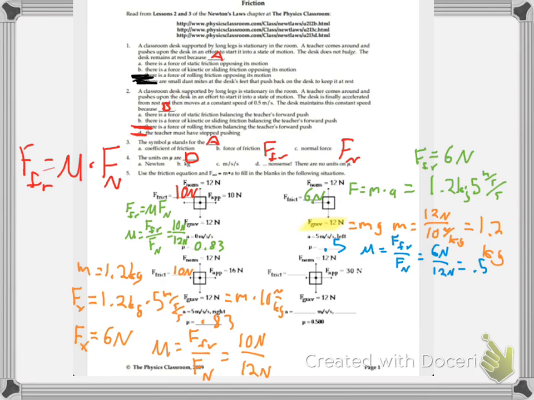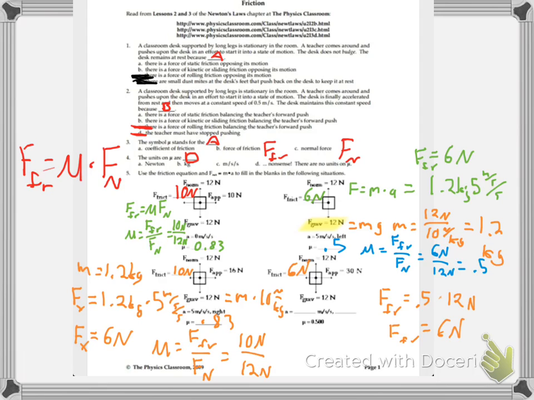Now the last one. Here we're given a mu value. So if we're given mu, we can just utilize that friction equation differently. Because we know our normal force, now we want to find our friction force. So here we have friction equals 0.5 for mu, and then we can multiply that by 12 newtons, because that's the normal force. So that means that our friction force will equal 6 newtons.